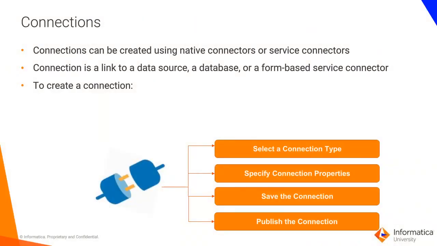Connections can be created using native connectors or service connectors. It is linked to a data source, like Salesforce, a database, or a form-based service connector. To create a connection, select a connection type, specify connection properties, for example name, description and other connection parameters, save and publish the connection. After doing this, you can now see the objects associated with the connection.